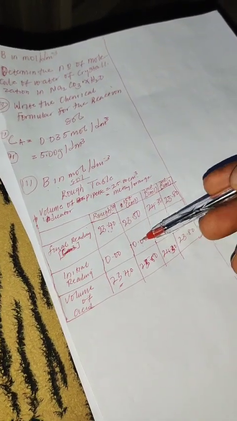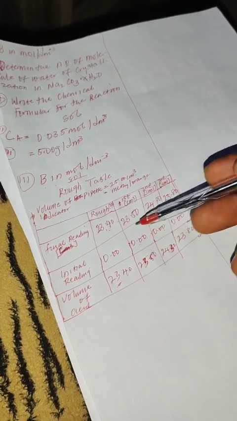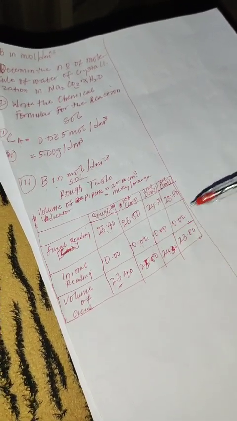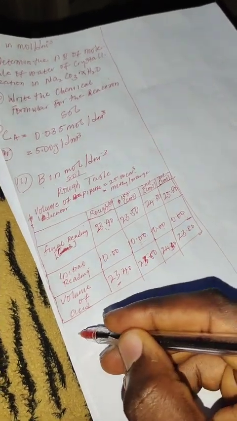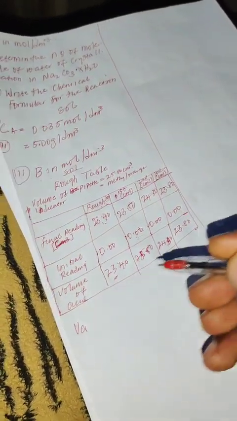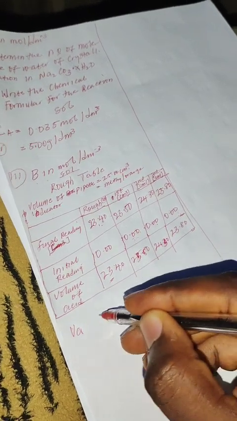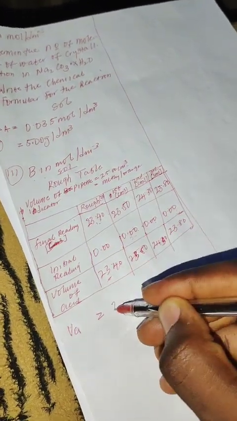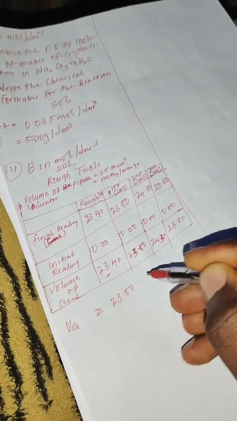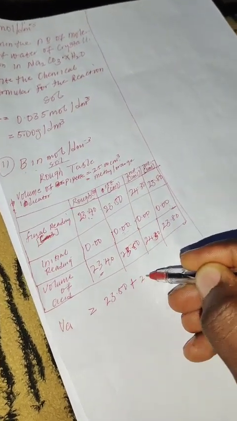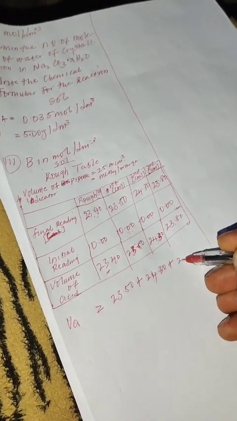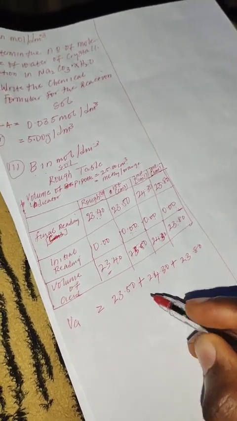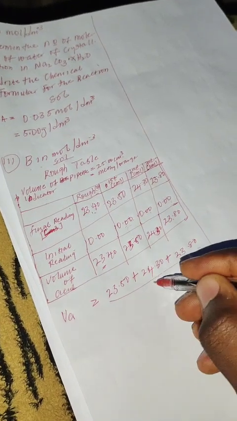Since we are using 3 titres, that means we are going to make use of three columns. We are going to make use of these 3. If it is 2, you just use 2. So what I need to do, my average volume of acid used, that is the VA, is equal to, I'll just pick this 23.50 plus, I'll pick this 24.30 plus, I'll pick this 23.80. Since they are 3, I will divide by 3.